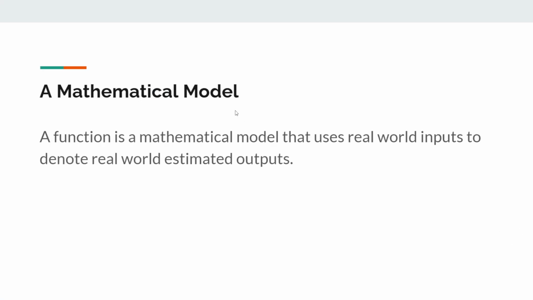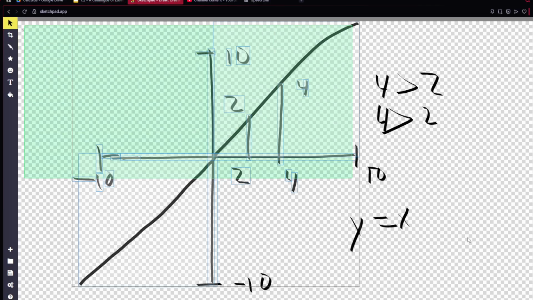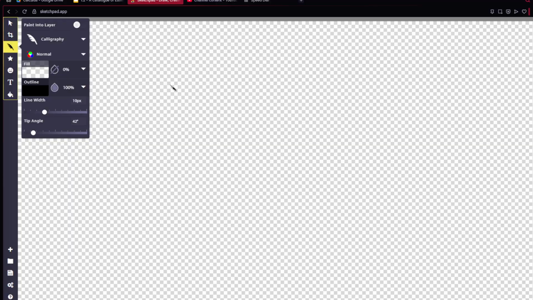But anyways, a mathematical model is something that uses real-world inputs to denote real-world estimated outputs. An example of this would be Galileo, who found that the distance is proportional to time squared. So that means if you input time and square it, that's mathematical and you can get an output. So that's the logic behind a mathematical model, which is something that represents a real life situation. There's other models as well.